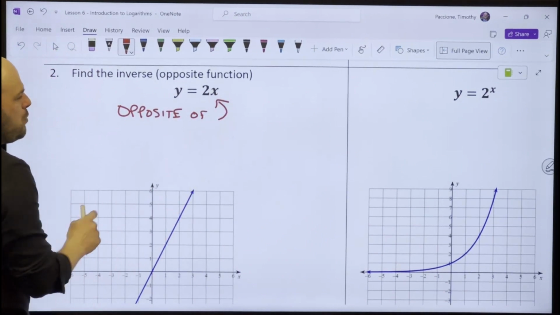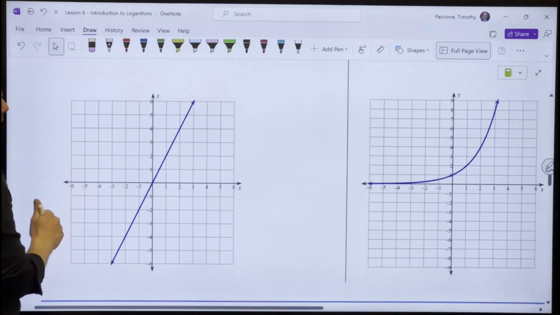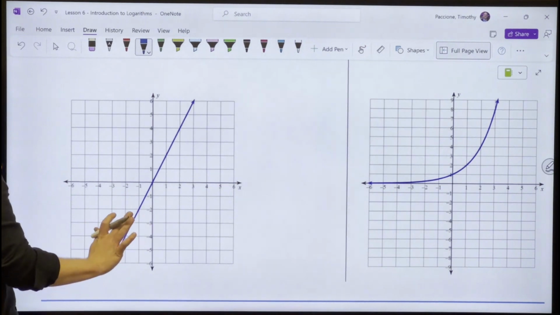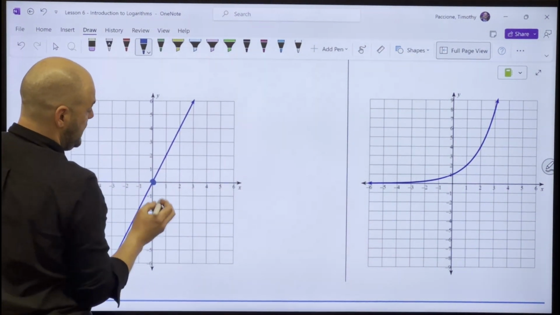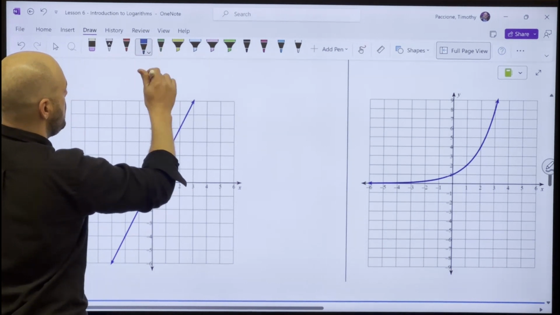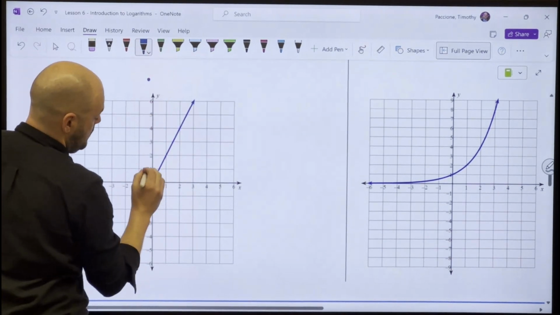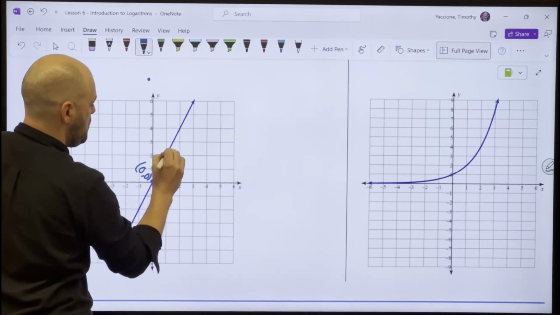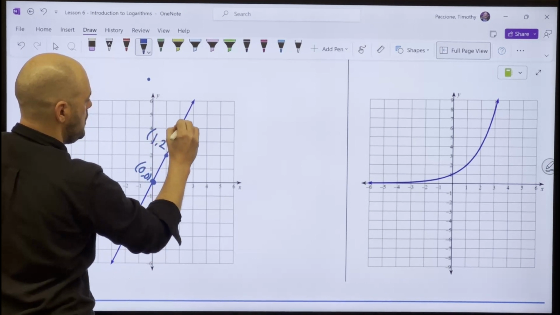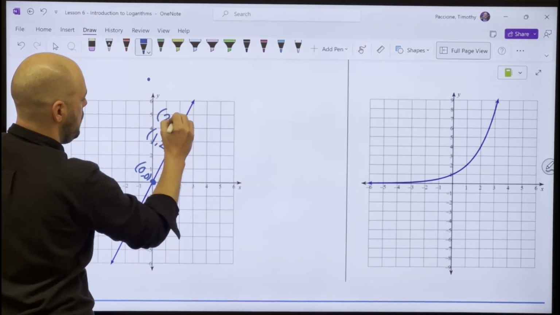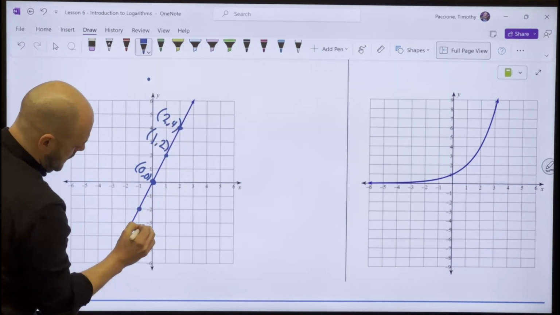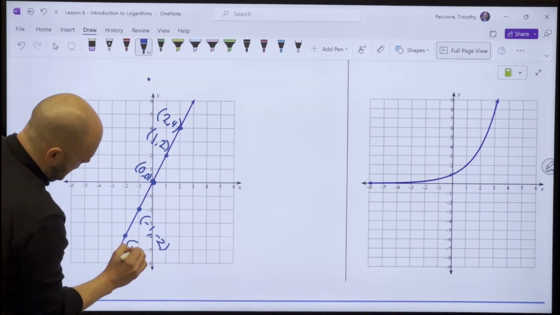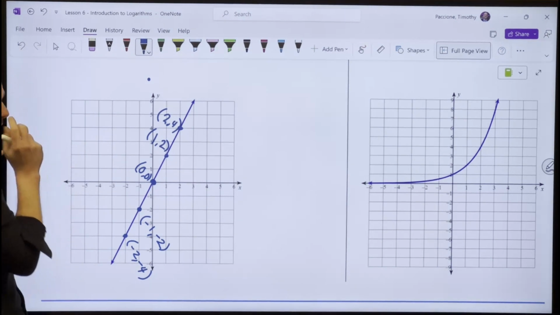Okay. We'll come back to doing it algebraically. Let's just look at the graph for now. Okay? If we're looking at this function and we're thinking about its opposite, let's just analyze some of its points, right? So I got 0, 0. This point is 1, 2. This point is 2, 4. This point is -1, -2. And this point is -2, -4. So that's a function we're dealing with.